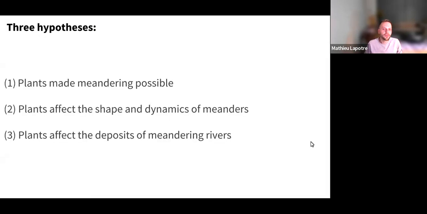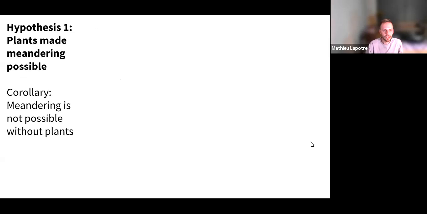So here, I will briefly show you how we have started testing 3 hypotheses regarding the formation of meandering rivers in unvegetated landscapes. Those 3 hypotheses are: 1, that plants made meandering possible; 2, plants affect the shape and dynamics of meanders; and 3, plants affect the deposits of meandering rivers. So the first hypothesis is that plants made meandering possible. Now, a corollary to that hypothesis is that meandering is not possible without plants.